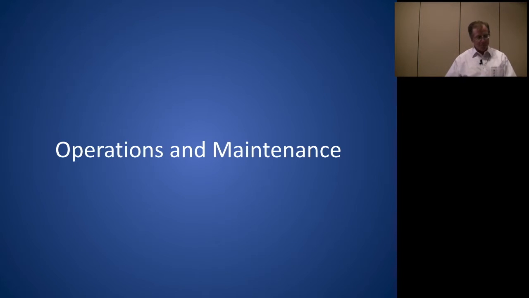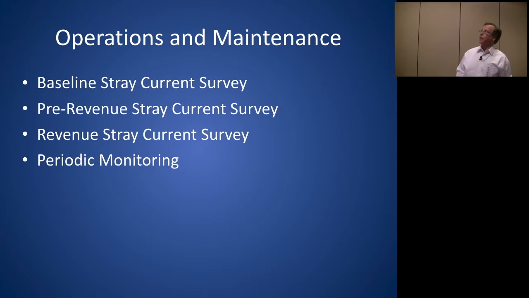Okay, now we built the thing. What do we do with it? We always test it out. A new system should always have these tests done, starting with a baseline stray current survey. All right, we go out and we survey all the existing utilities before we turn on the traction power. Before we energize it, we go out and do a survey of the utilities around it.